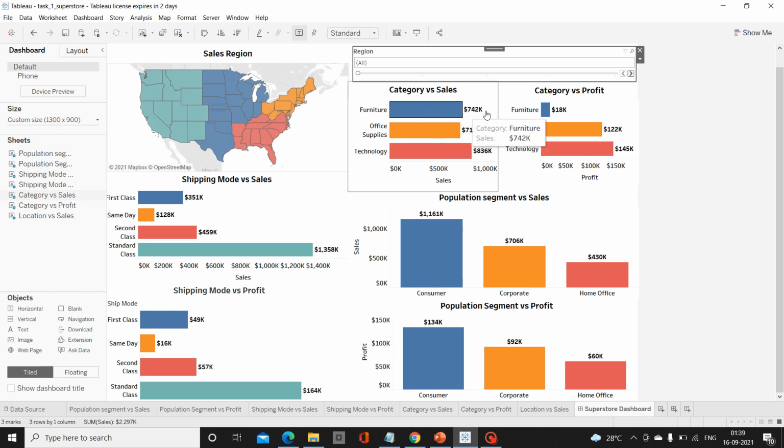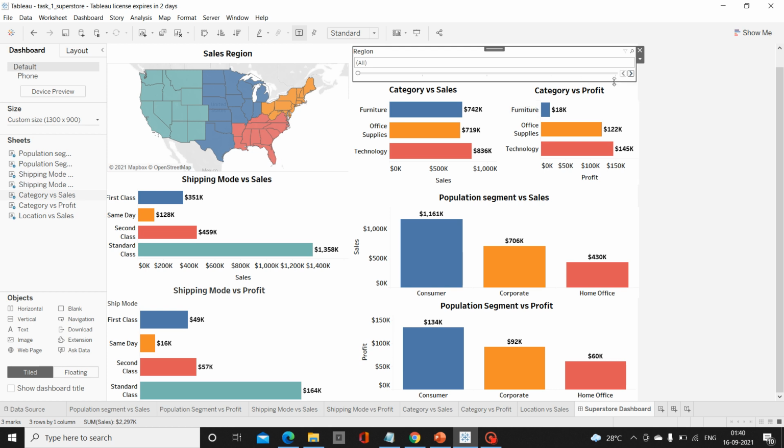But at the same time, if we see the contribution of furniture, office supplies and technology in profit, then the problem comes to the front. That is, the contribution by the furniture category is very, very low in comparison to office supplies and technology. And this raises the question, why the contribution by furniture category is the least, even if its contribution in sales is nearly the same as office supplies and technology. And office supplies and technology have very much higher profit in comparison to furniture.